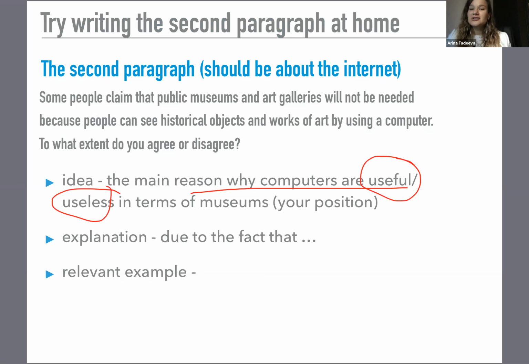Could you please share some ideas why computers could be useful for looking at historical objects and works of art? So let me open a chat here. Yeah, virtual museums are alternatives for people who live far away from them. That's Alex's idea. Yes, if you guys have your ideas, you're absolutely welcome.